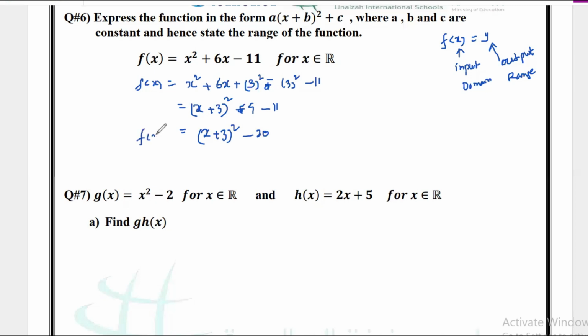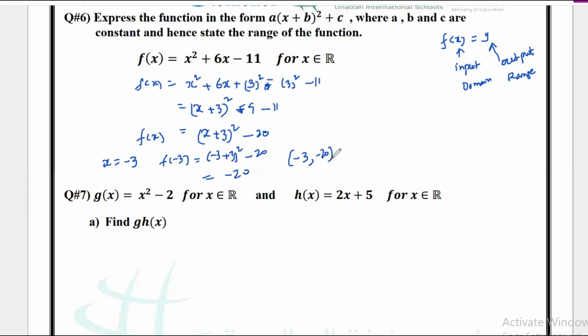As we know, it's a U shape because the coefficient of x squared is positive. So we can find the minimum point. Then it will be easy for us to say what the range of this function is. For x equal to negative 3, this part becomes 0. So f of negative 3 means (negative 3 plus 3) whole squared minus 20. In other words, we are getting minus 20. It means this is our minimum point, (minus 3, minus 20), and it's a U shape.